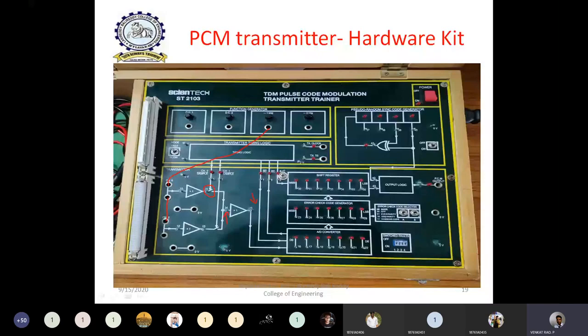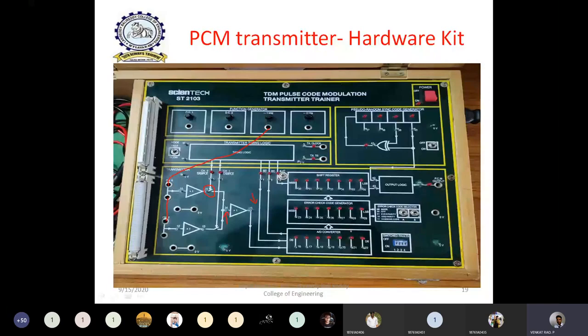A total of 7 bits are used to represent the quantized value. Here, to enable us to see the number of bits, these LEDs are used. Whenever an LED is on, that means binary 1 is on. Whenever an LED is off, it means binary 0. Like that, you can clearly observe the bit sequence, or the group of bits, assigned for each quantized value or each sample value.